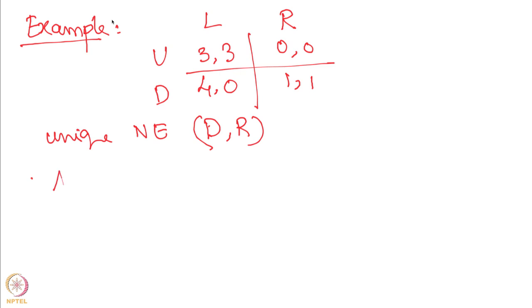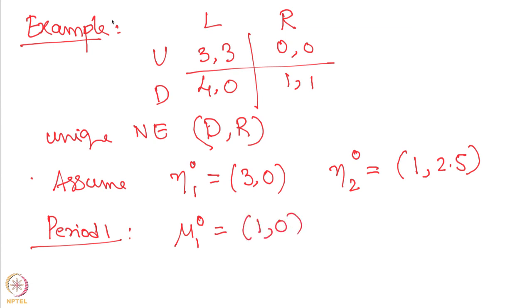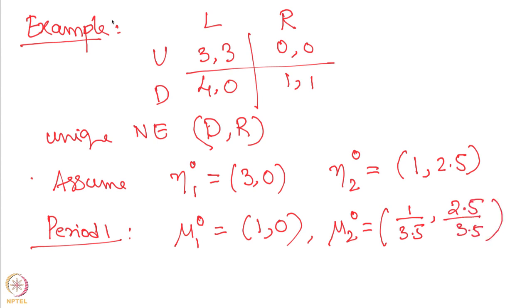Now let us assume eta_1^0 is (3, 0), and eta_2^0 is (1, 2.5). So initially the starting point is eta_1^0 = (3, 0), eta_2^0 = (1, 2.5). Now in period 1, round 1, mu_1^0 is going to be (1, 0), and mu_2^0 is going to be (1/3.5, 2.5/3.5).